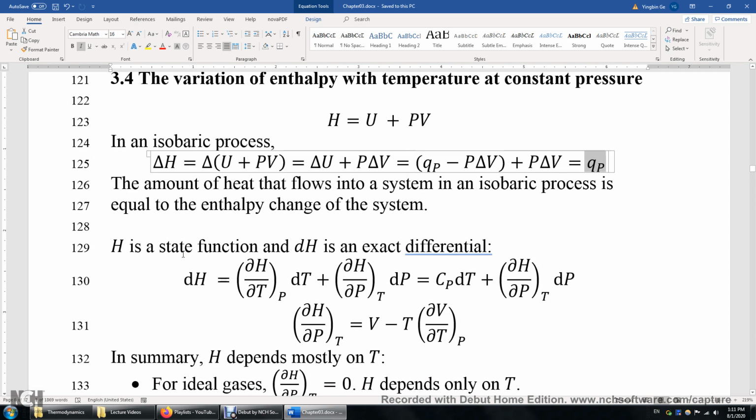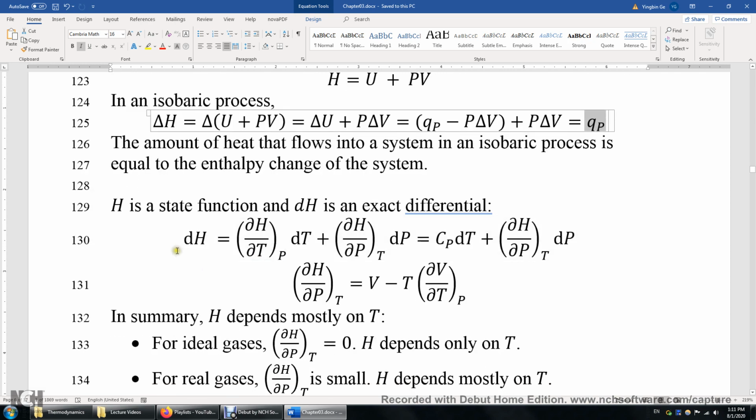H is a state function, and therefore H is an exact differential. So dH is the sum of (∂H/∂T) times dT and (∂H/∂P) times dP. Imagine we design a two-step process when the state of the system changes.